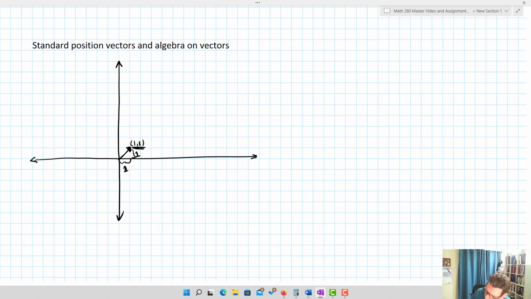So for that standard position vector, we're going to get some new notation. It's going to have a bracket, basically greater than or less than signs, or vector notation, and it's going to look like that on the left-hand side. The first 1 is the distance from the origin to the x value, and the second 1 is the distance from the origin to the y value, right?